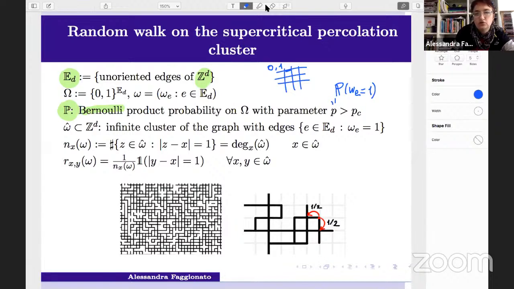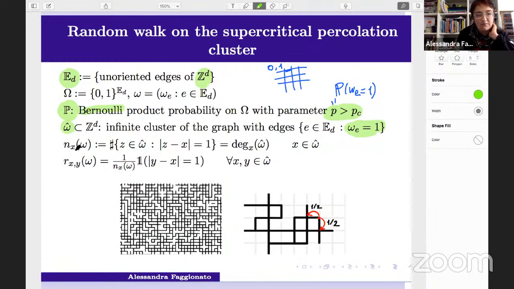Due to this assumption, I know, because of bond percolation, that there exists a unique infinite cluster in the graph given by the edges with associated number equal to 1. I will denote this unique infinite cluster omega hat. Here you can see a picture of the so-called supercritical infinite cluster in the bond percolation.